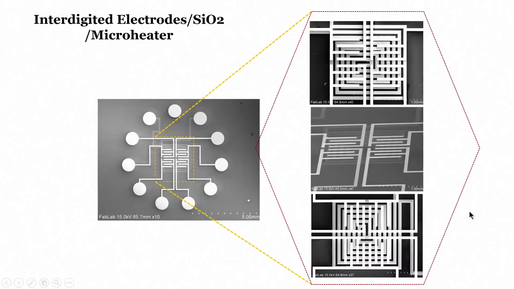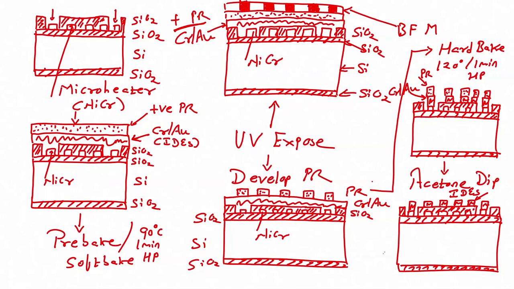So, what do we have now? We have silicon, we have silicon dioxide, we have silicon dioxide once again here. This is a protective silicon dioxide, then we have here nichrome which is your micro heater, and on the top of nichrome we have interdigitated electrodes made up of chrome and gold.